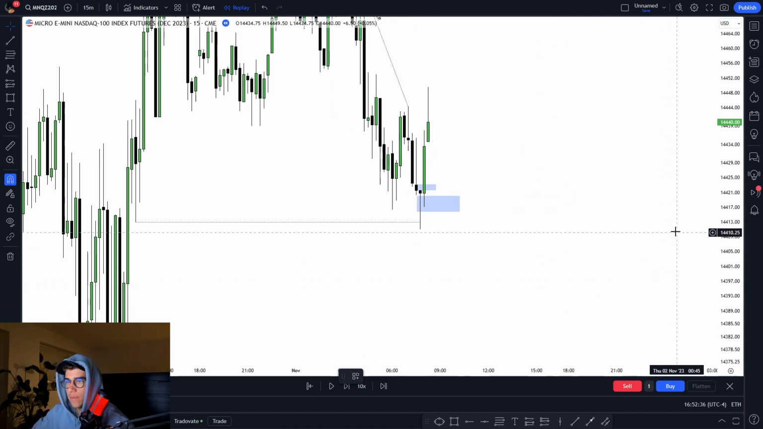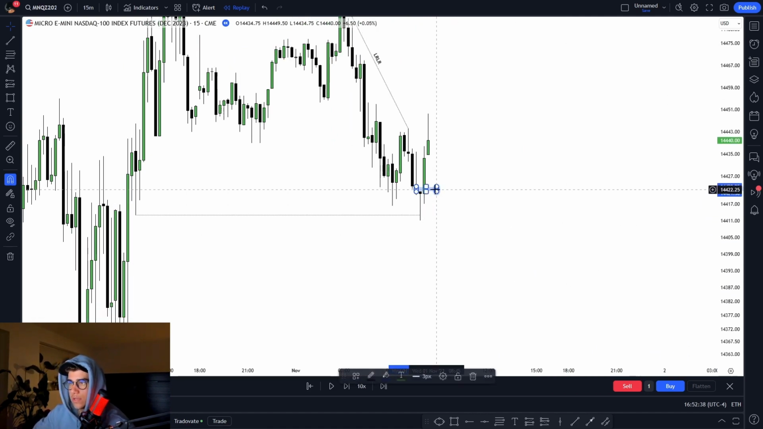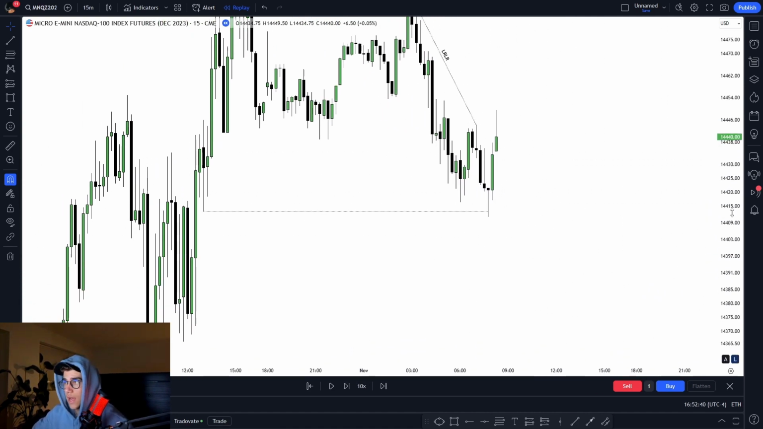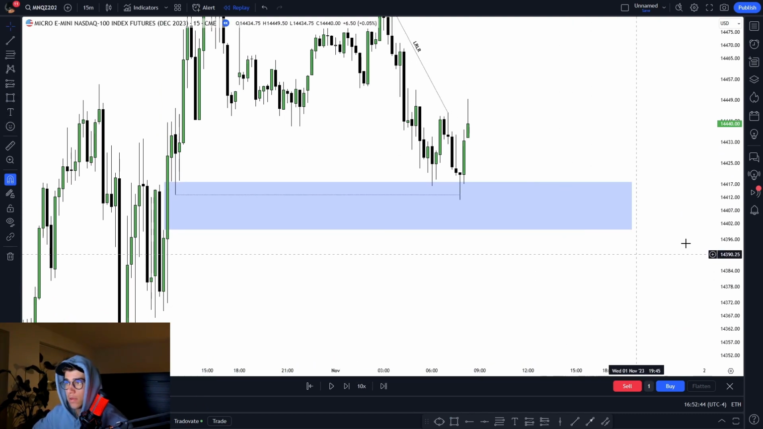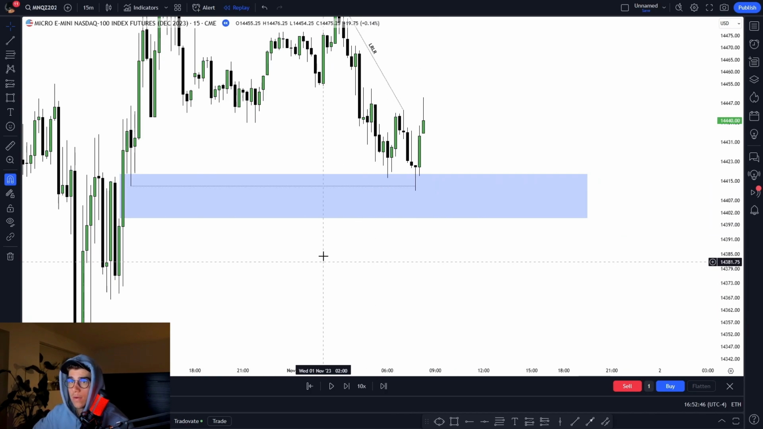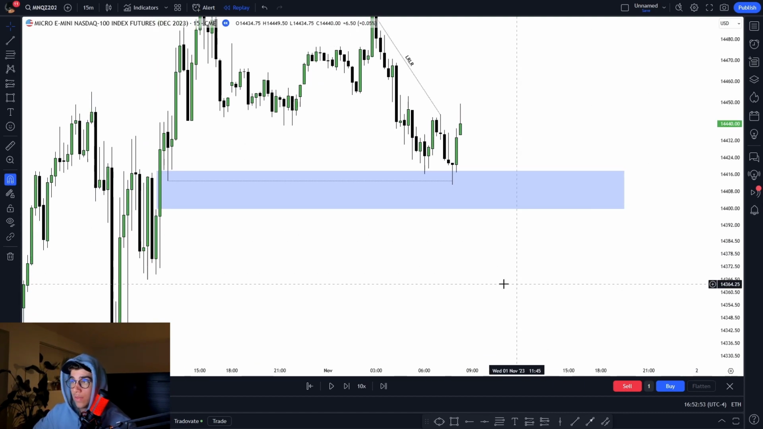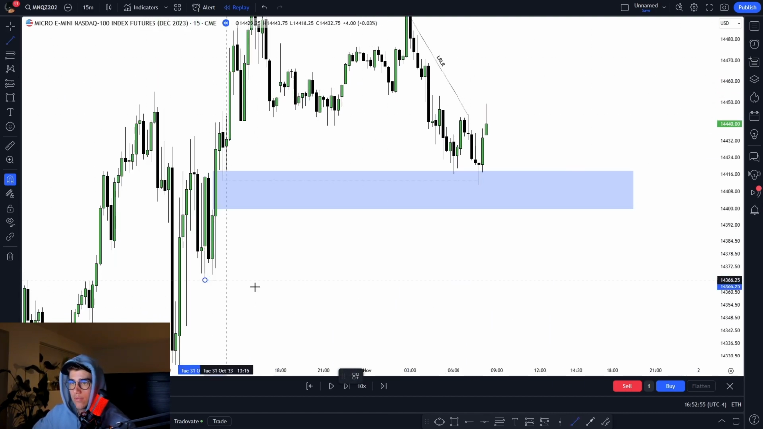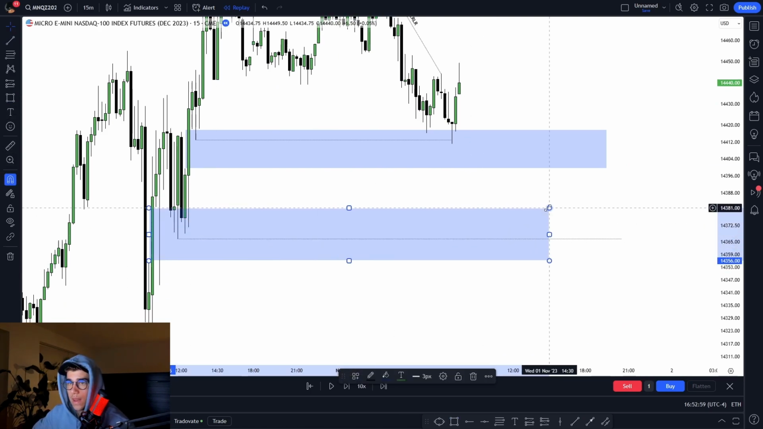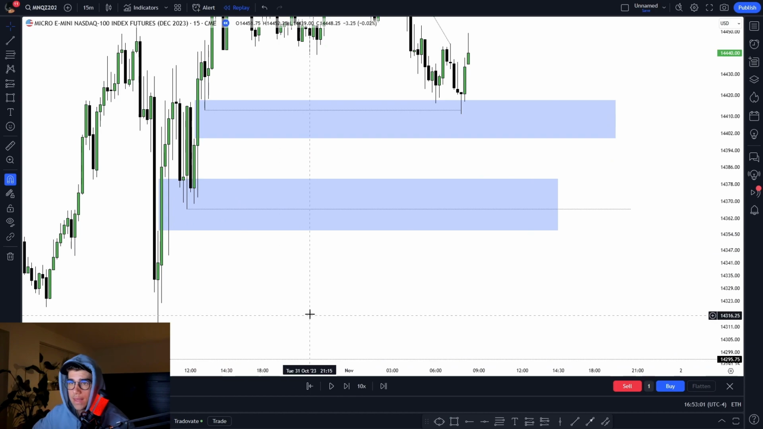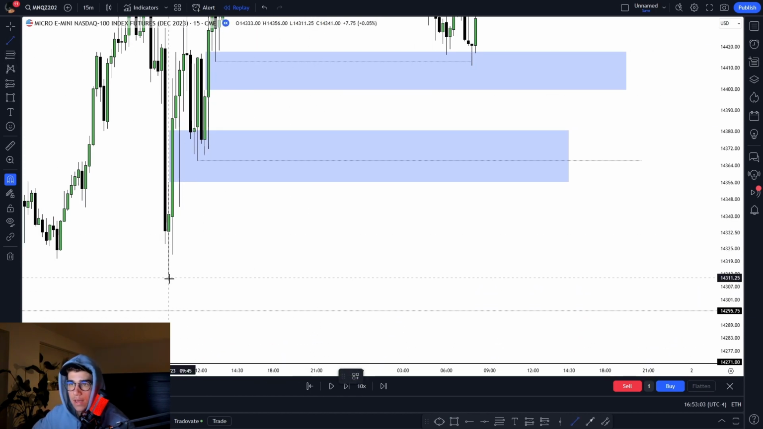Again, in order for me to trust these break of structures, I would need us to close below this big fair value gap, okay? Because then that indicates to me we're starting to break bullish fair value gaps, we're starting to violate bullish PD arrays. So that would indicate that the next draw is probably down here. And then let's say after we swept this low, we violated this. Okay, now the next draw is probably down here, right?